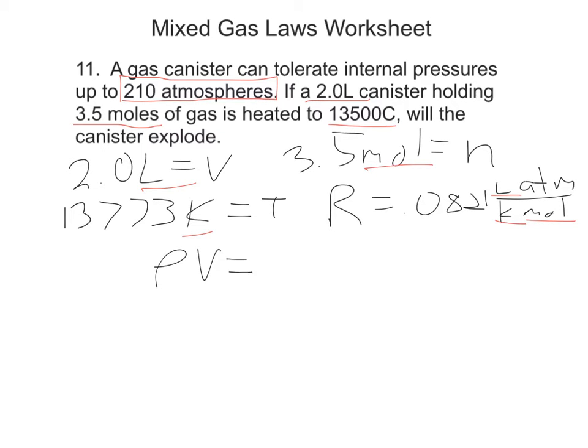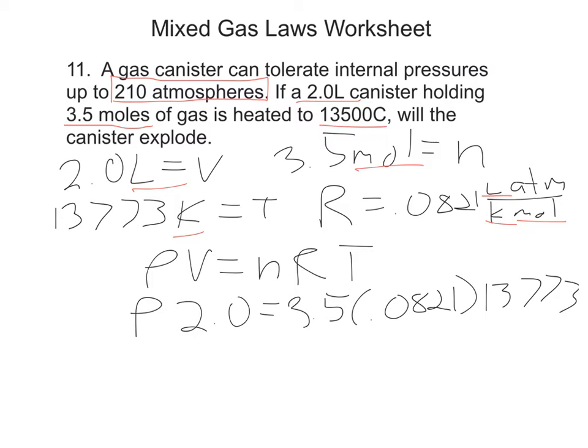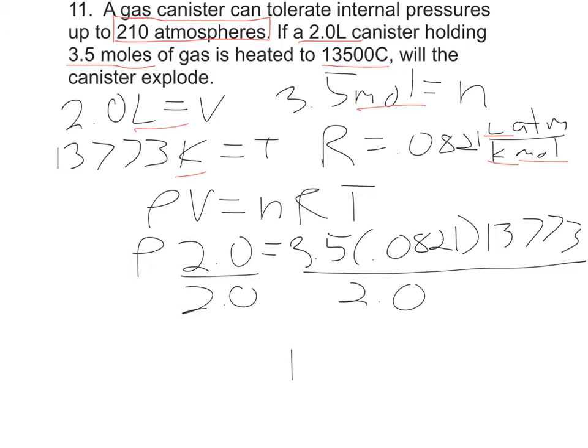And I can plug everything into the ideal gas equation. So PV equals nRT. Pressure is what I'm solving for, so I'll leave that as an unknown. Volume I know is 2.0 liters. I'm going to leave out the liters because I know they'll cancel. I underlined that. 3.5 moles times 0.0821 gas constant times 13,773. Okay, and now if I plug that into my calculator, I'm going to take these and divide them by 2.0 on both sides, and left over I should get 1978.8357, etc. It goes on.